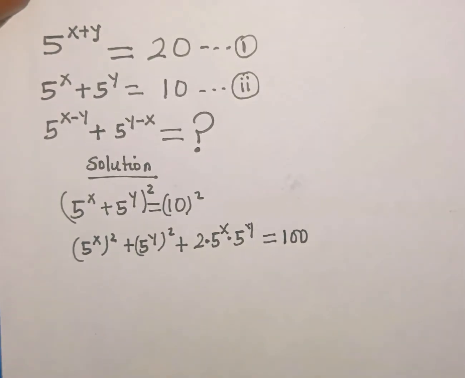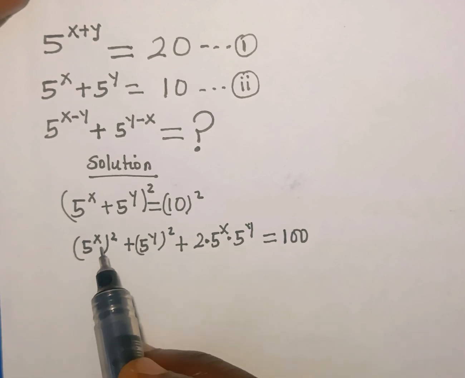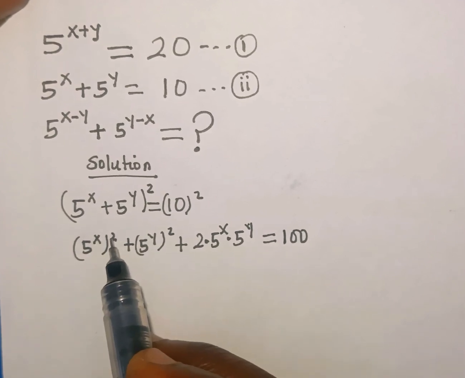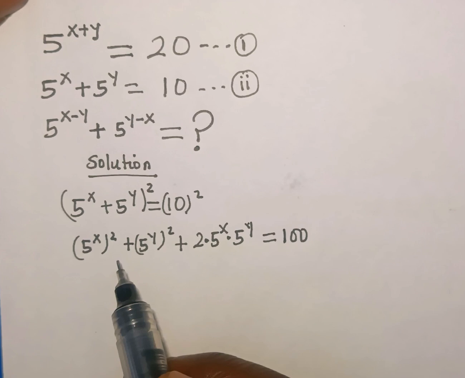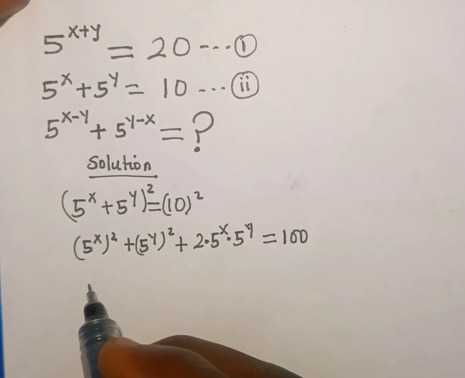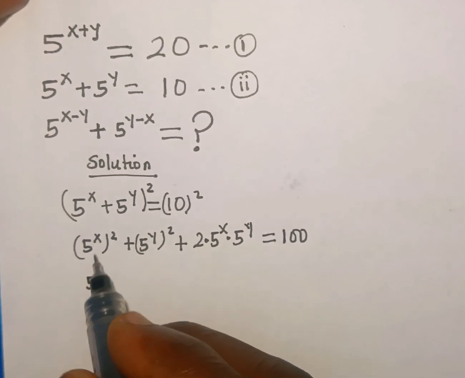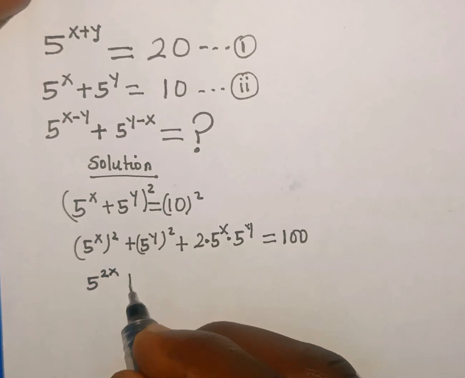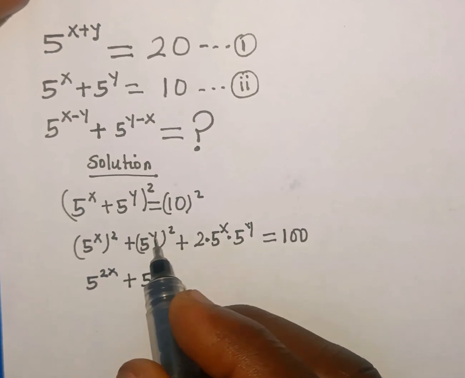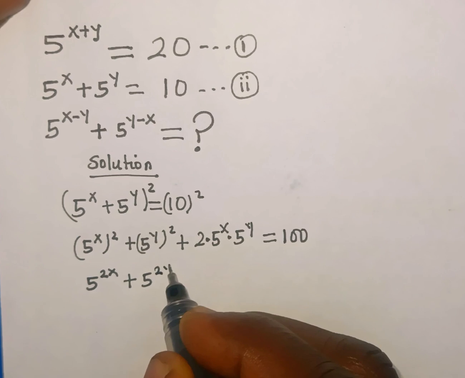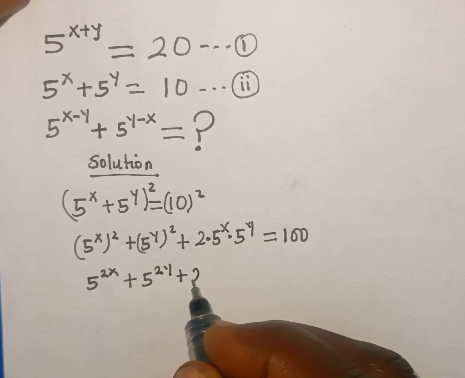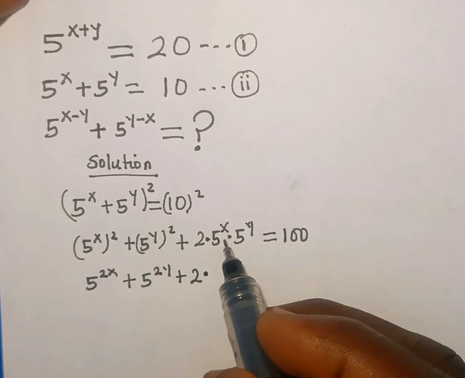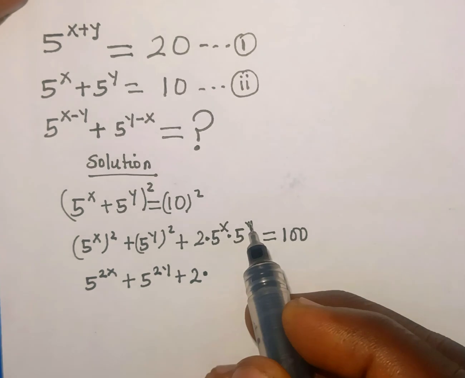So the next thing we're going to do is to recall that when we have a power raised to another power, we multiply the two powers together. So this is going to be the same as 5 to the power of x multiplied by 2, which gives us 2x, plus 5 to the power of 2 multiplied by y, which gives us 2y, plus 2 multiplied by 5 to the power of x multiplied by 5 to the power of y.